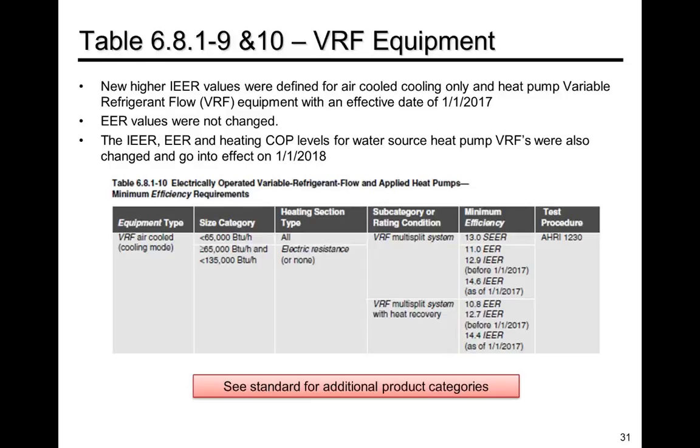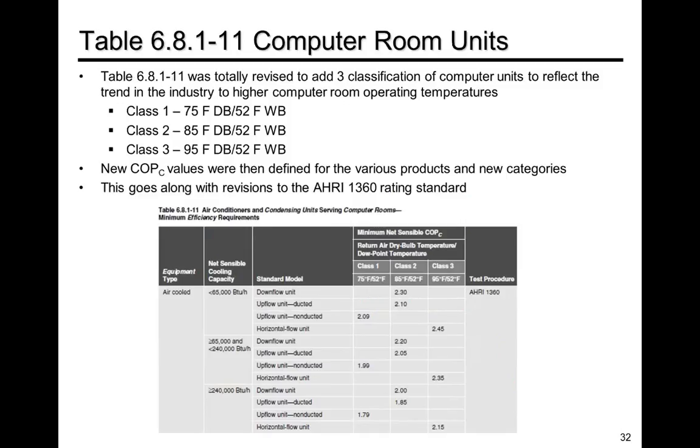So computer room units, that industry is changing rapidly, as we all know. And one of the things that's common in that industry now is to raise the temperature in the computer rooms. So what that industry has done is they've come up with three classes of products, a class 1, a class 2, and a class 3. And you can see the rating conditions, 75 degree, 85 degree, and 95 degree. So for each of those classes, we've added minimum COP levels, and you can see those down in the table. That's just a partial picture of that table. And if you want to understand more about the actual rating conditions, you can look at HRI 1360, which you can download from the HRI website. Let's go to the next slide.